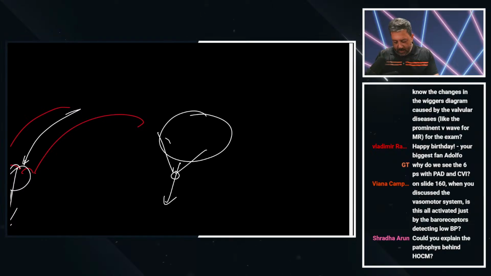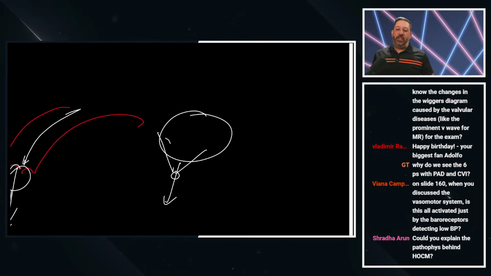Oh, 160, we talked about the vasomotor system. Okay, so vasomotor, we're talking about regulation of our vasculature. And what we're saying here is, for example, when we stand up and you get up real fast, you do have a transient drop in your blood pressure just from standing up fast.